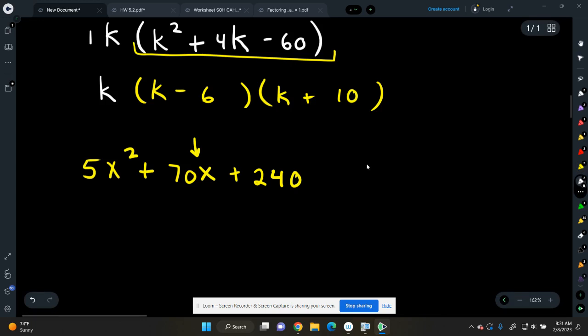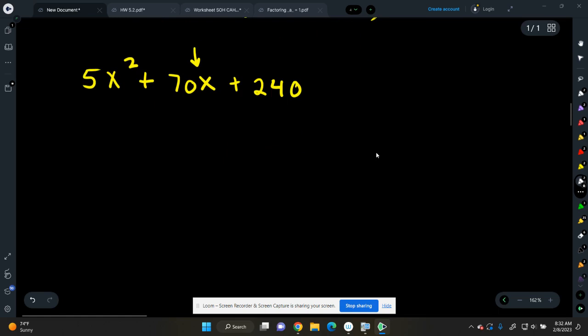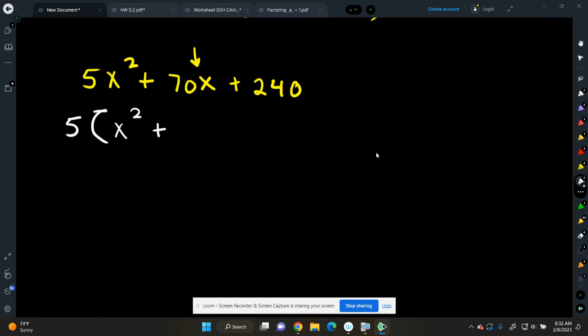Okay, what am I going to do first? Find the greatest common factor. Which is 5. No x, just the 5. Right? And that leaves me with x squared plus, let's see, if I took 10, it would be 7, so it would be 14x plus 48.